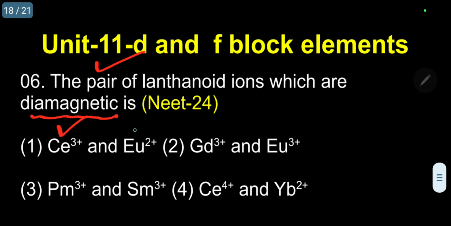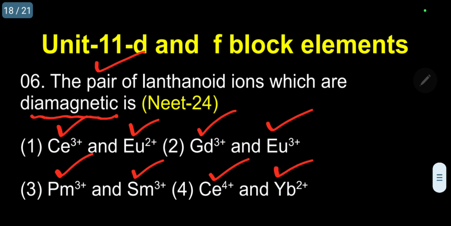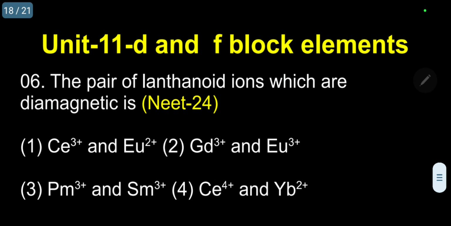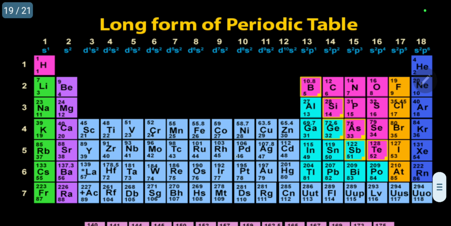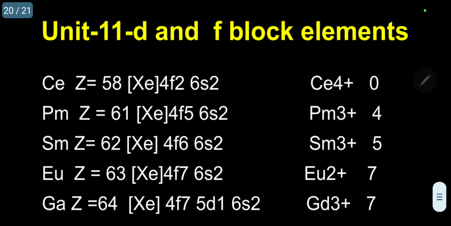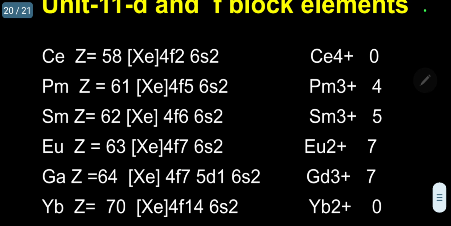The options given: the pair of lanthanoid ions which are diamagnetic. Cerium 3 plus, europium 2 plus. Gadolinium 3 plus, europium. Promethium and samarium. Cerium and ytterbium. So here options are given. Unfortunately, they have not given the electronic configuration. They must give the electronic configuration. So now I am giving the electronic configuration, so you can easily understand clearly.